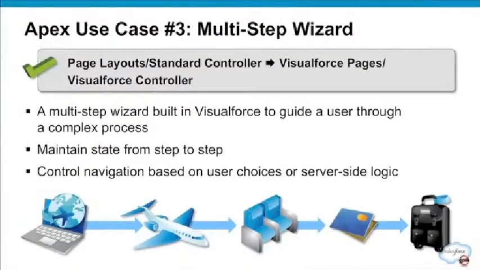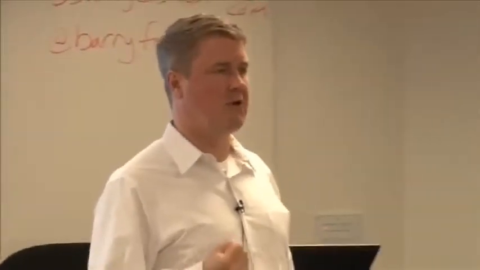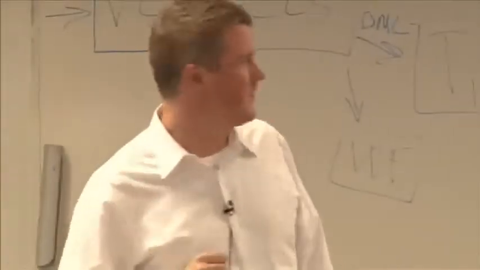Let's say you want to create a multi-step wizard. So here's an example. When you buy an airplane ticket, you don't go to a page layout and fill out a form and then purchase the ticket. No, you go through a multi-step wizard. You indicate when and where you want to go. You indicate what flight you want to take. You then pick a seat. You then enter in your frequent flyer information. You enter in your credit card information, right? So if we want to create a complex multi-step wizard, the way we can do that and keep track of state is by using a custom Visualforce controller, which is an Apex class, okay?